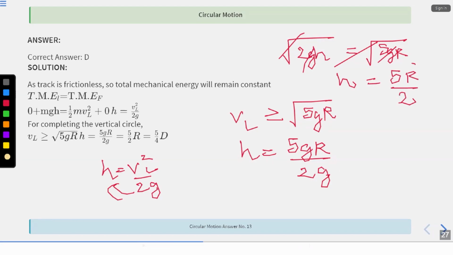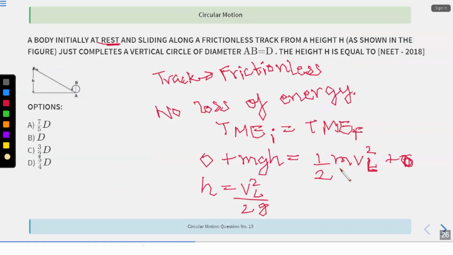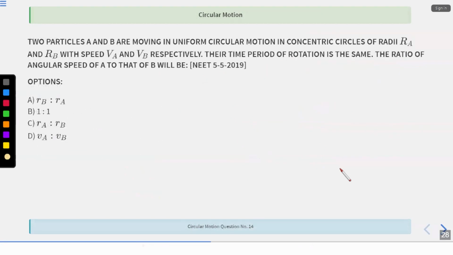And r is the radius, and we've been given diameter. Since it's the diameter, it will be 5 by 4d. And that will be our answer, and that is option D. Okay, moving on to the next question.